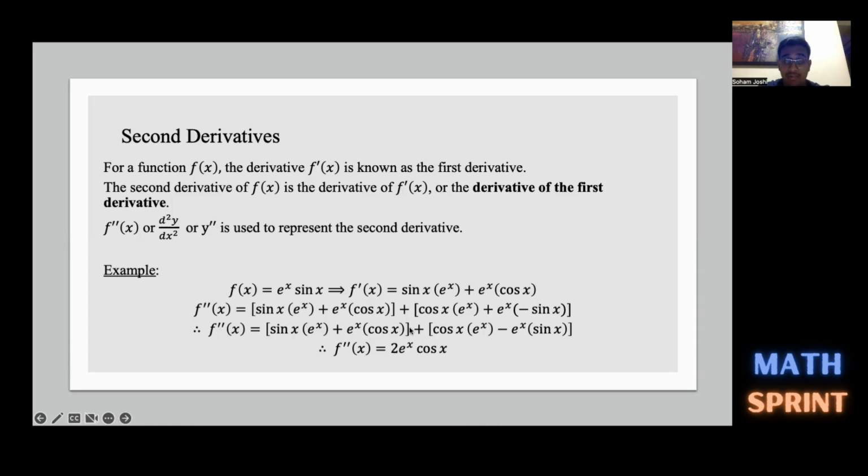Now I've used square brackets over here so you can just draw some parallels. Which parts of f double dash of x were taken from doing differentiation on this part of the function, and which parts were taken from this part of the function. So eventually, after simplification and after canceling e to the power of x sine x from here and here, we eventually get f double dash of x is equal to 2e to the power of x cos x.